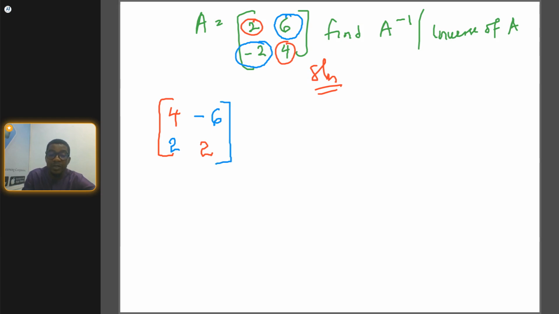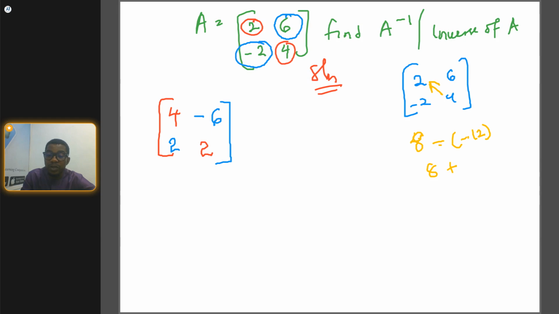We are done with this. Now let's get the determinant of this matrix, the given matrix in the question, 2, 6, minus 2, 4. Getting the determinant of the matrix is this multiplied by this, that is 4 times 2, which gives us 8, minus 2 times 6, that will give us minus 12, which is 8 minus minus 12, and minus times minus is plus.